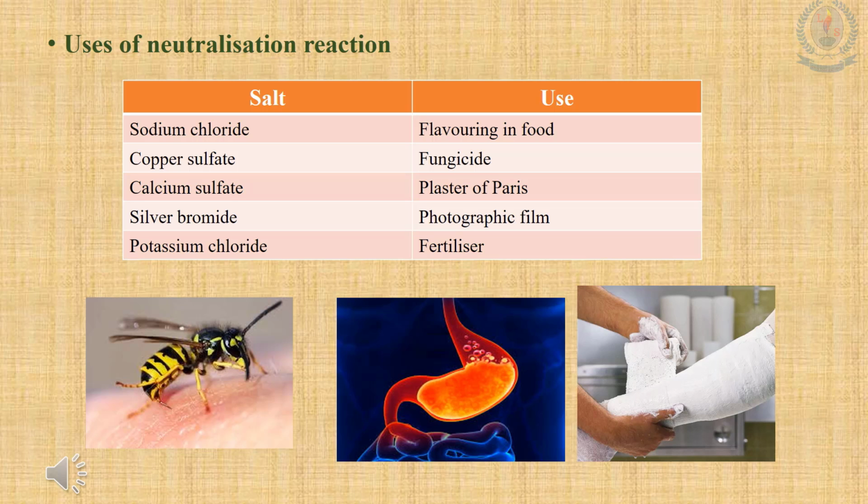Some acids and bases are corrosive and can cause damage to materials and our bodies. To prevent this, we use neutralization reactions. For example, acids found in our stomach can cause heartburn. It is very painful. To prevent this or reduce the pain, we use a neutralization reaction in our stomach.